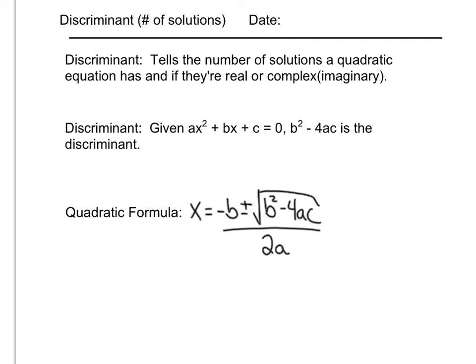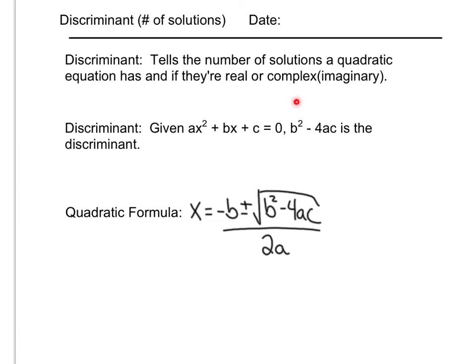So, talking about the discriminant, notice that the discriminant tells us the number of solutions a quadratic equation has, and if they're real or complex. Complex being just another word for imaginary. When we are looking for the discriminant, we still have to be in standard form. So given a quadratic equation, ax squared plus bx plus c equals 0, b squared minus 4ac is the discriminant.